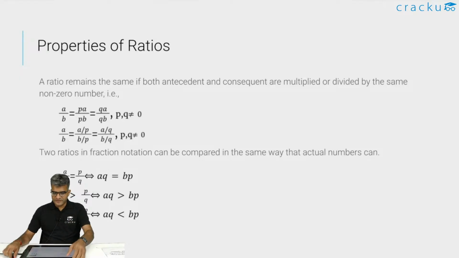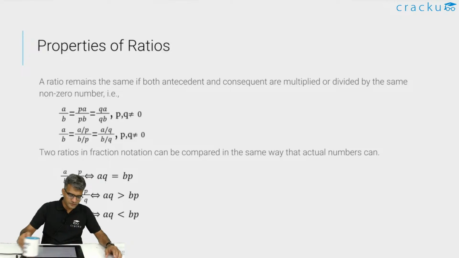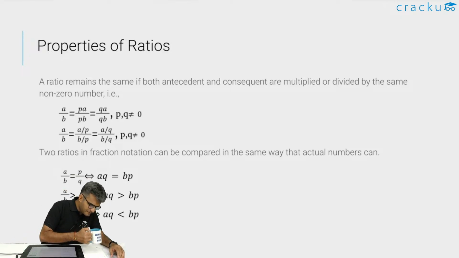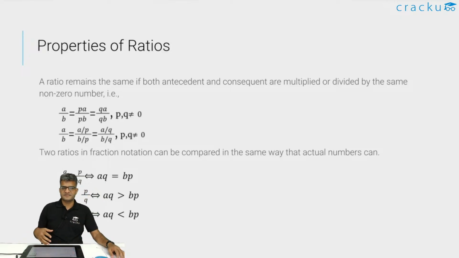There are some properties of ratios. I think these are useful. If you remember it, it will be good for you. But don't try to just by heart these kind of formulas. Try to understand them so that you don't need to by heart them. The first thing basically says that if you multiply the numerator and denominator with the same number, the ratio doesn't change. What do I mean by it?